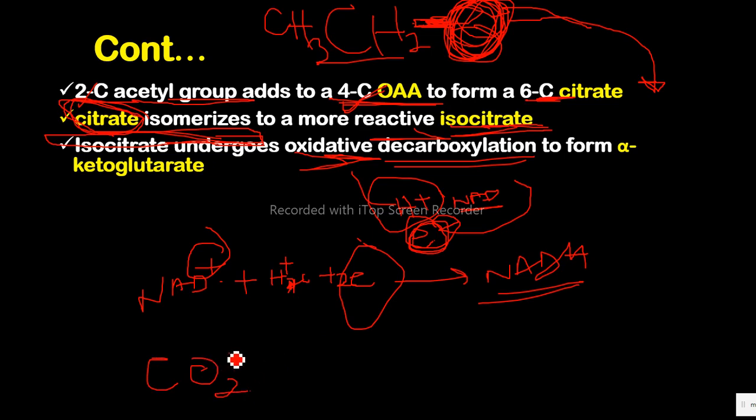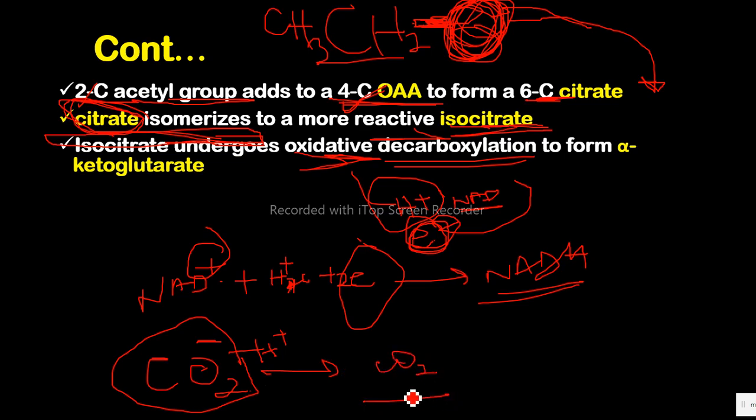Because you first ionize this, you remove a proton, and then you remain with a carboxylate, or carboxylate ions, and then you decarboxylate, where you lose this as carbon dioxide. So that's why the whole reaction is called oxidative decarboxylation.